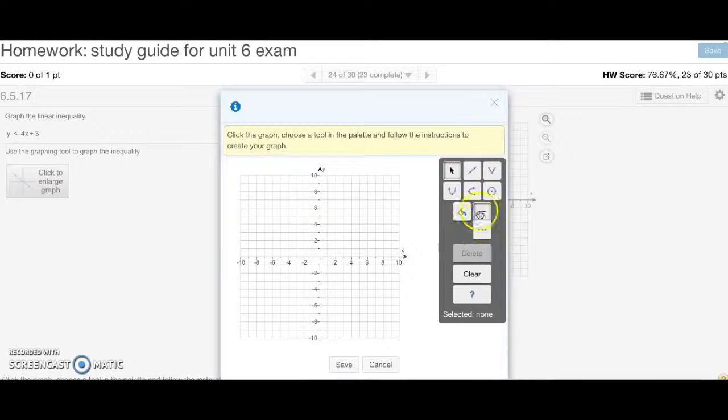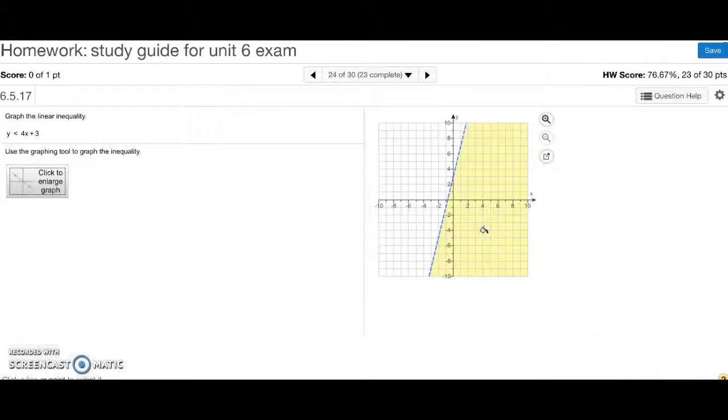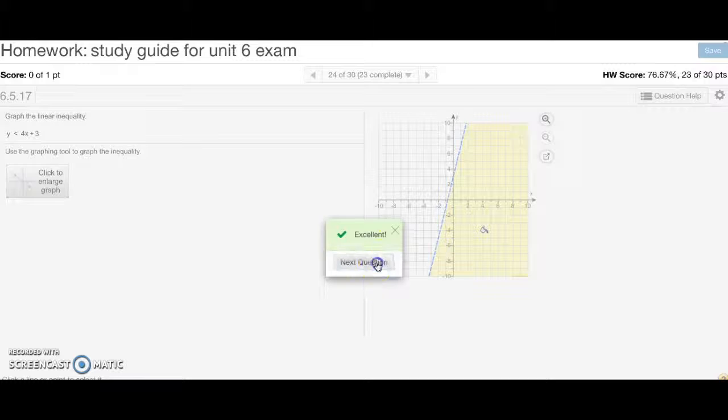Next one, same thing. Graph the line y equals 4x plus 3. My y-intercept is 3, and my slope is 4. So I go up 1, 2, 3, 4 to the right 1. Now there is no line under the inequality, so it would be a dashed line. Less than means I shade below the line. So that will be number 24.